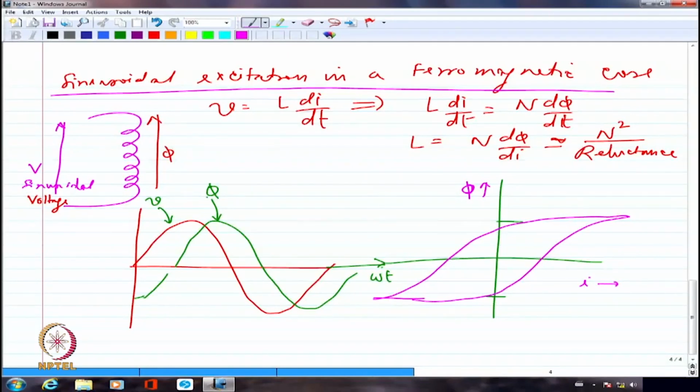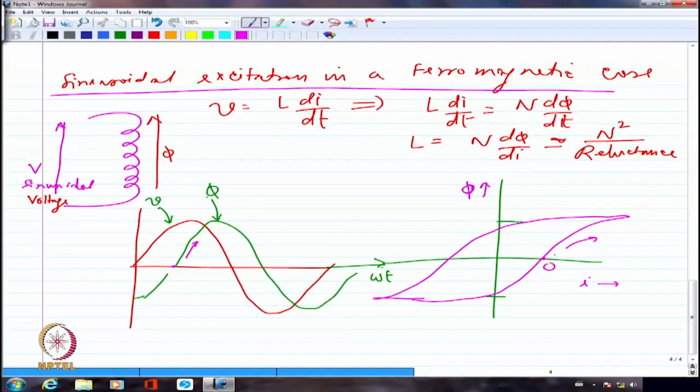I am looking at now increasing flux from this point. This is zero flux, correspondingly this is zero flux. This is the increasing direction of flux. Similarly, this is the increasing direction of flux as far as the sinusoidal wave shape is concerned. Now, let me call this point as, let us say, O.